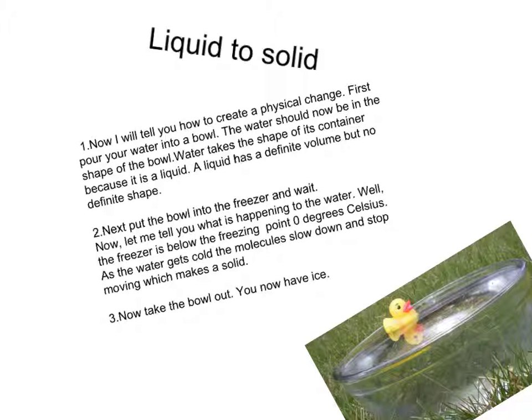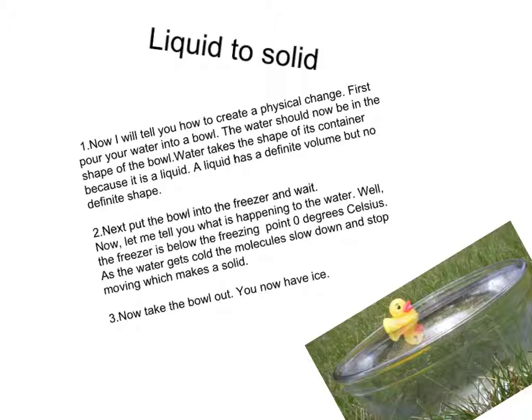Liquid to solid. Step 1. Now I will tell you how to create a physical change. First, pour your water into the bowl. The water should now be in the shape of the bowl. Water takes the shape of its container because it is a liquid. The liquid has a definite volume but no definite shape.